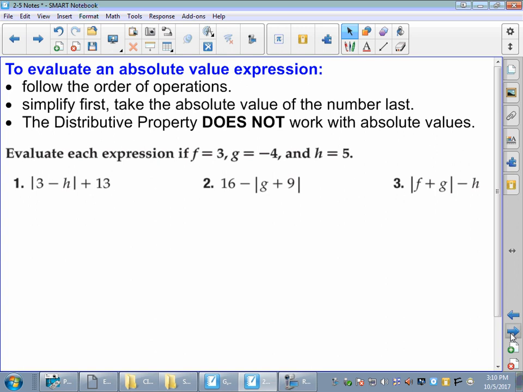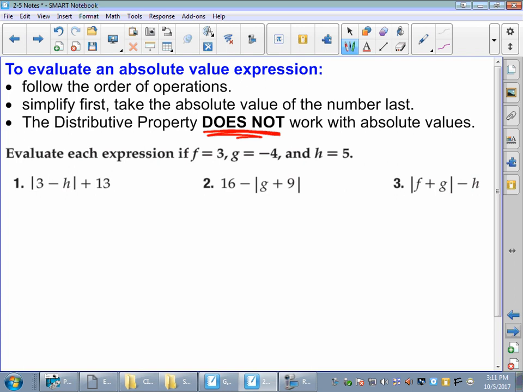You cannot distribute. The distributive property does not work. It will work sometimes, and it won't work other times. Because it doesn't consistently work, we cannot use it. So if you have a number out in front of the absolute value where you're multiplying, you just have to take the absolute value, then multiply it. You cannot distribute it through like parentheses.